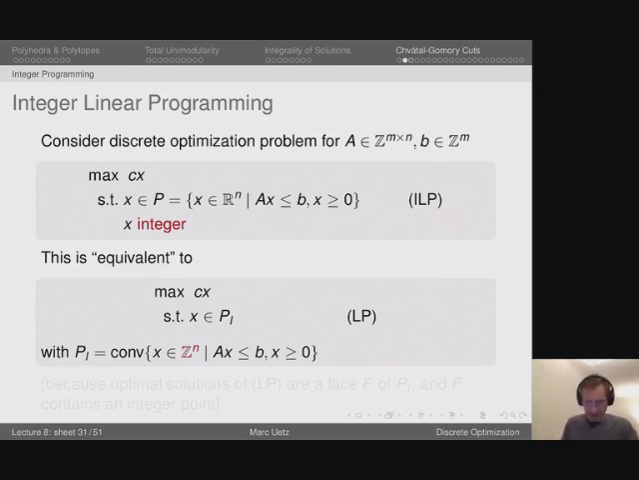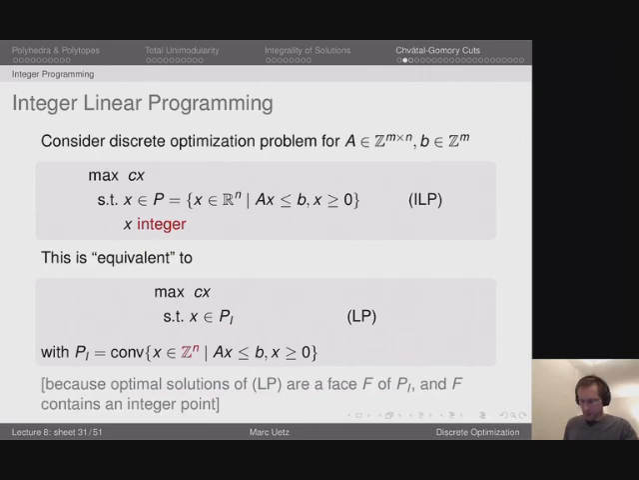Well, in what sense is this equivalent? Well, when I solve this linear programming problem here, I know that the set of optimal solutions is going to be a face of this polytope. So optimal solutions of this LP are a face of this polytope Pi. And then by definition, this face will contain an integer point. So by using something like the simplex algorithm, I will find an integer vertex, and that means I will find an integer optimal solution to this problem up here.